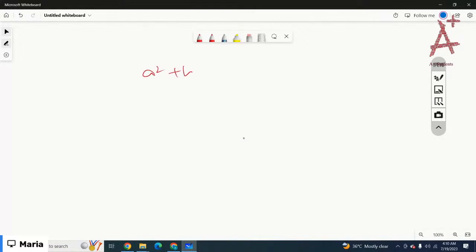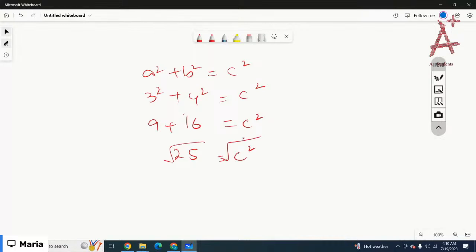A square plus B square equals C square. 3 square plus 4 square equals C square. So 3 square is 9, 4 square is 16. So 16 plus 9 is 25. 25 equals C square. So just square root both sides. 25 is the square of 5. You can write it as 5 square.